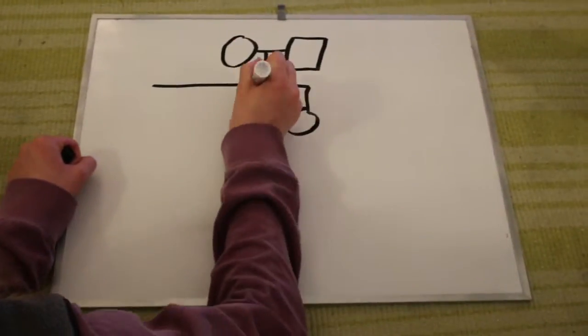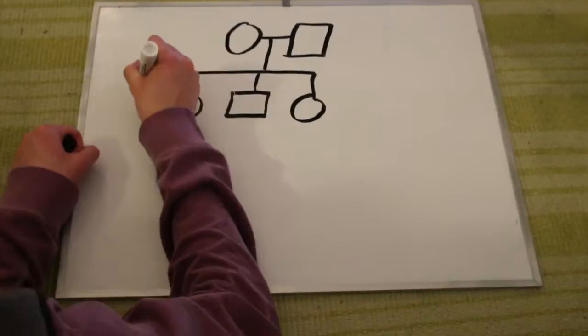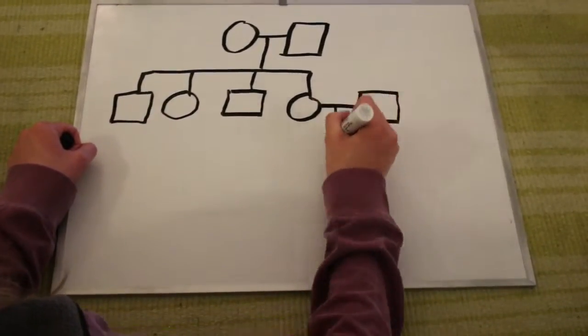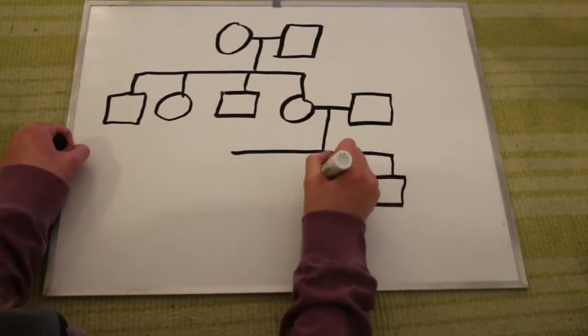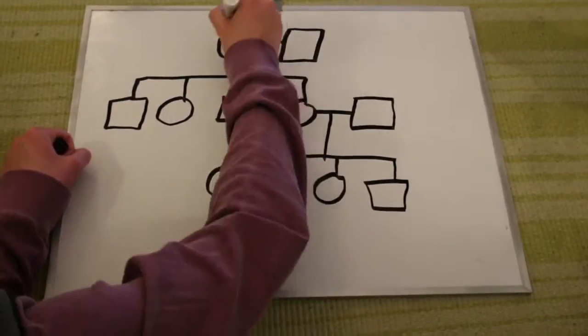First, we must determine if the trait is dominant or recessive. By looking at the pedigree, the first question we must ask ourselves is, do all affected individuals have an affected parent? Yes, this means that the trait will be dominant.